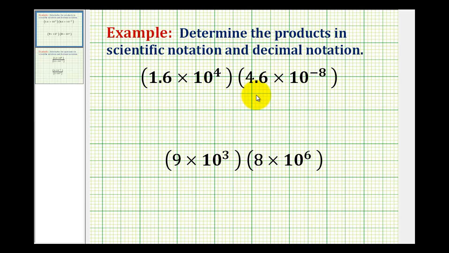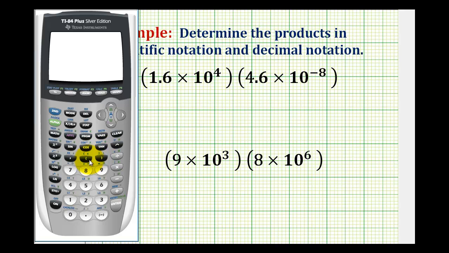Now that we know how to multiply numbers in scientific notation by hand, let's review how we can do this on the TI-84 graphing calculator. If we want to determine this first product, we'll start by entering an open parenthesis, and then we'll type in the mantissa or significand, 1.6.